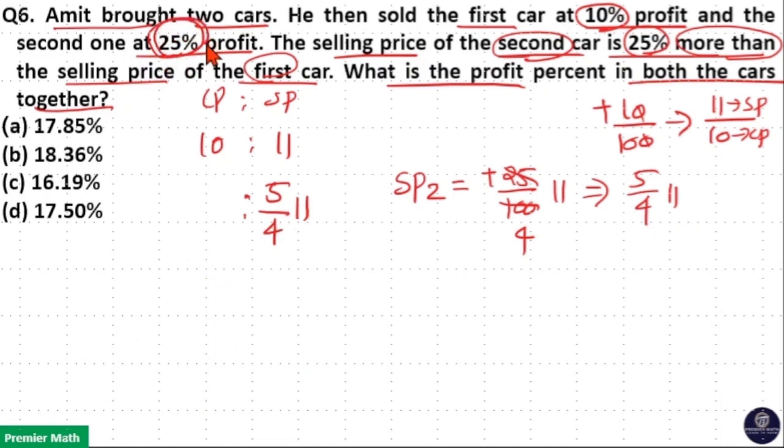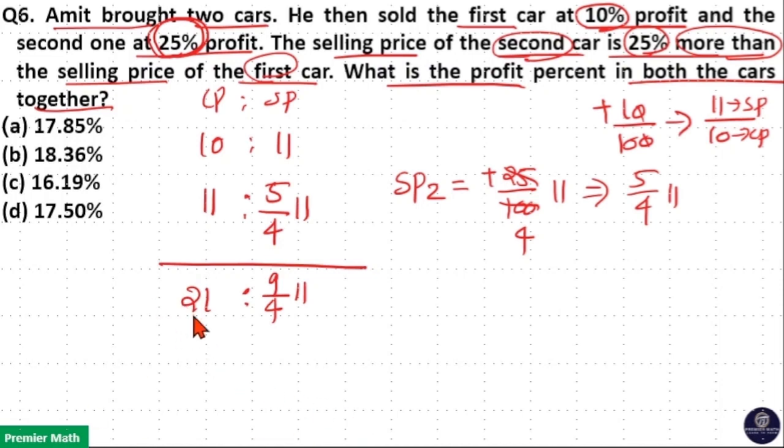Now Amit sold the second car at 25% profit. 25% profit means sell price is 25% greater than the cost price. Here also the difference is 25%. That means here this will become 11. Now 10 plus 11 is 21 parts. Total cost is 21. Then total sell price is 11 plus 11 into 5 by 4. So 5 plus 4 is 9, the numerator. Denominator is 4 itself. So 9 by 4 of 11 is 11 plus 11 into 5 by 4.